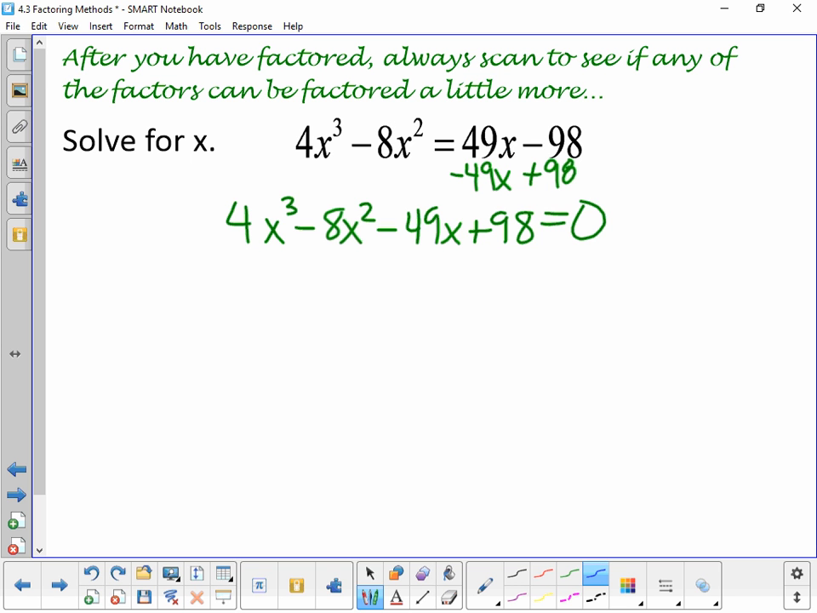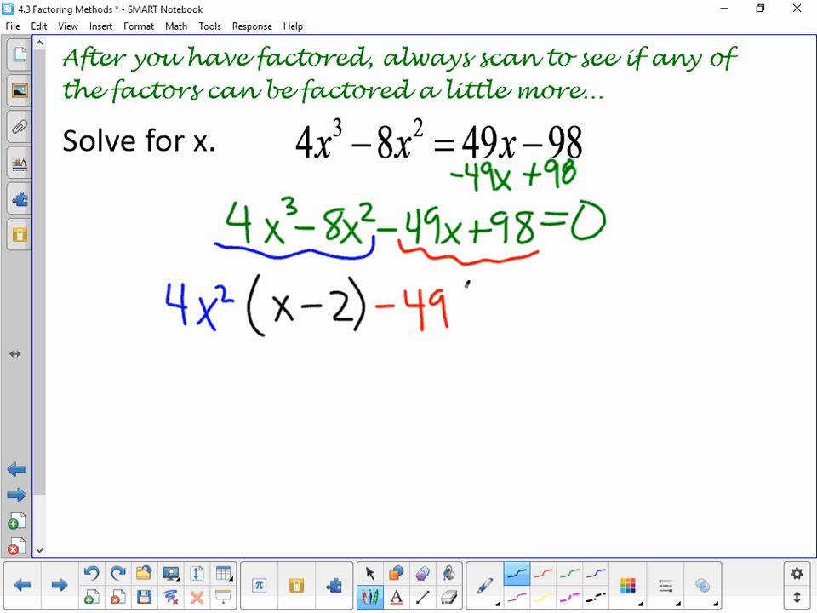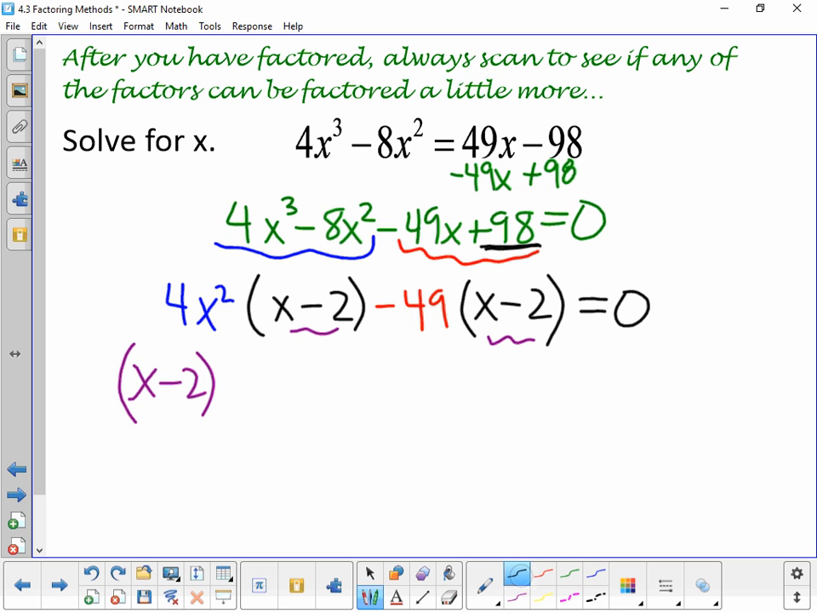Now that we've done that, we notice that we have 4 terms here. Factor by grouping is a strategy that we want to try. If we look at this group, we can factor out 4x squared. And that leaves an x minus 2. And from this group, we can factor out a negative 49, actually. That leaves in this first position an x. And this second term is positive 98. If we factor out a negative 49, that leaves a minus 2. So we have this x minus 2 and x minus 2 that we can factor to the front. It's a common factor of both of those terms. That leaves a 4x squared minus 49.